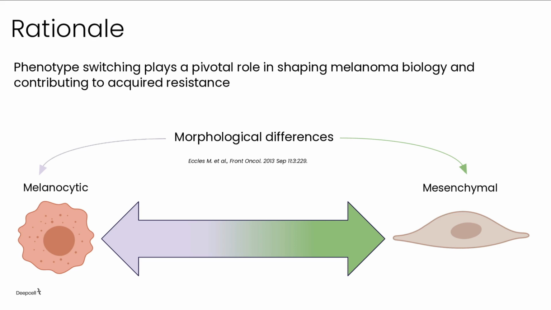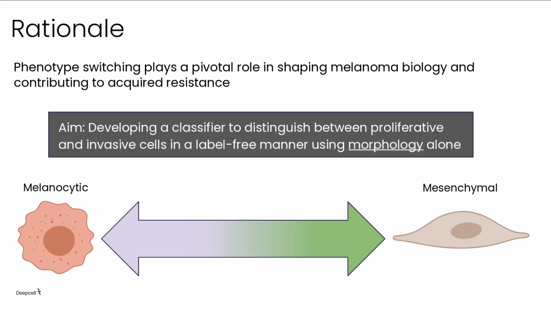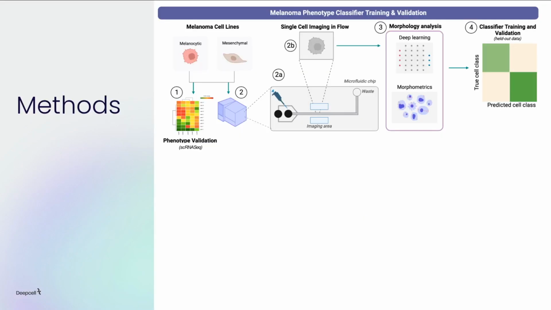So since we wanted to profile morphology, we teamed up with Deepcell, who is really at the forefront of this morphological profiling using artificial intelligence. And our goal, as mentioned before, was to develop a classifier that can distinguish between the proliferative and invasive phenotypes in melanoma. So this brings me to the outline of the study.